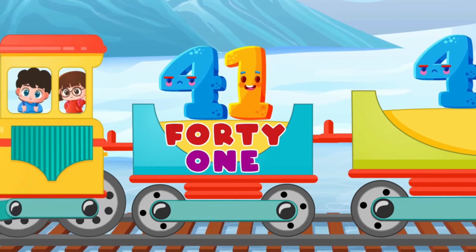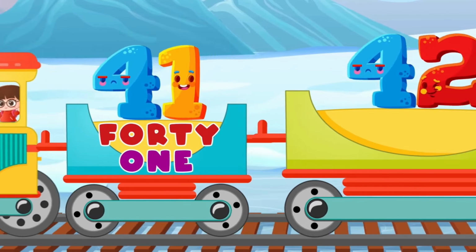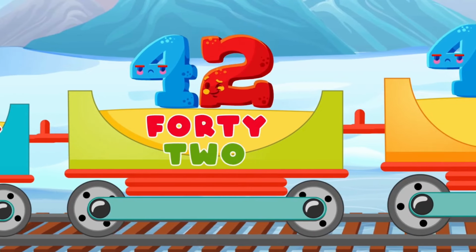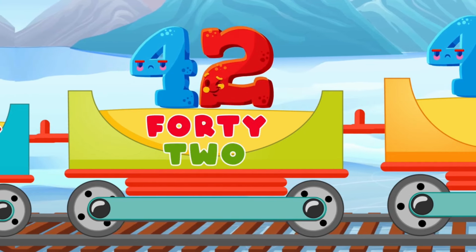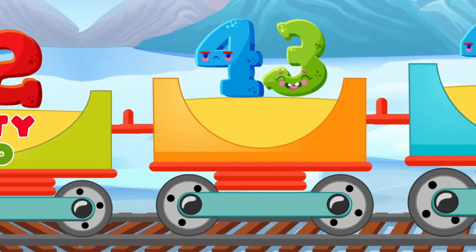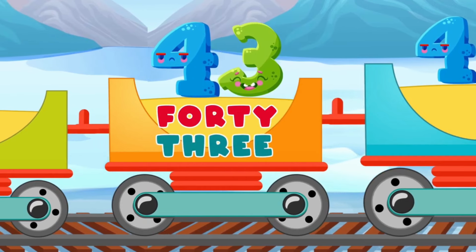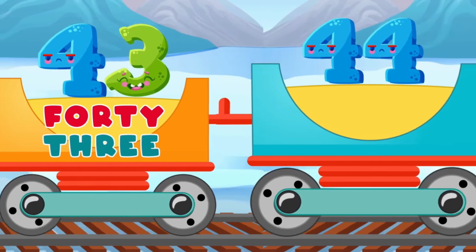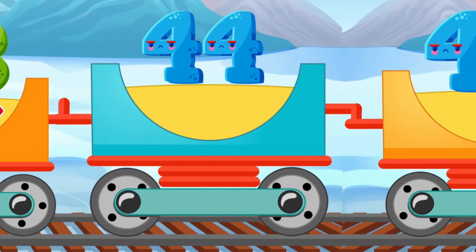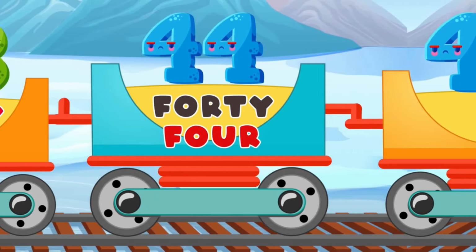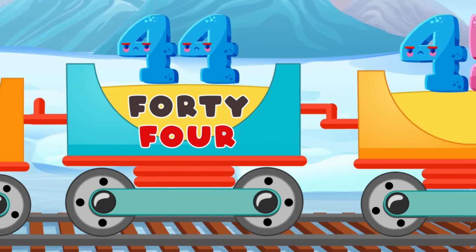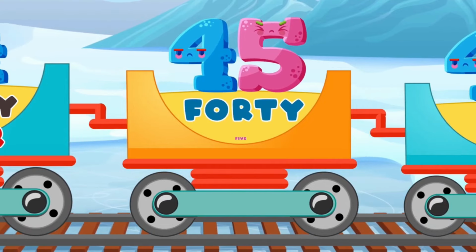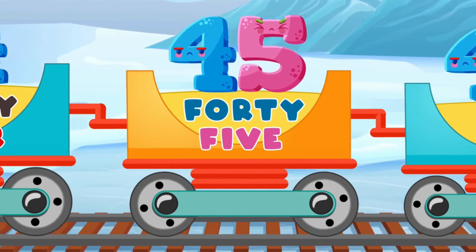41. FORTY, 40, ONE, 41. 42. FORTY, 40, TWO, 2, 42. 43. FORTY, 40, THREE, 43. 44. FORTY, 40, FOUR, 4, 44. 45. FORTY, 40, FIVE, 5, 45.